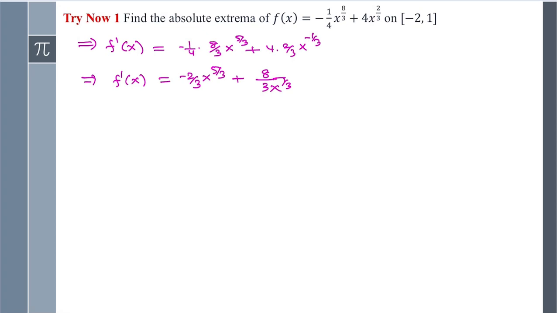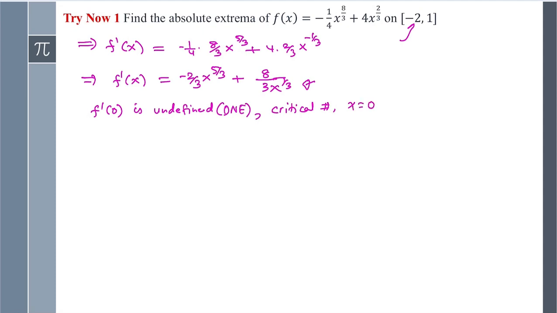exponent positive. Okay, so now this derivative is undefined at x equals 0, because if you put x equals 0 here it is undefined. And if you look over here in the interval, 0 is in that interval. So f prime of 0 does not exist. So basically that means one of our critical numbers is x equals 0. So we found one.